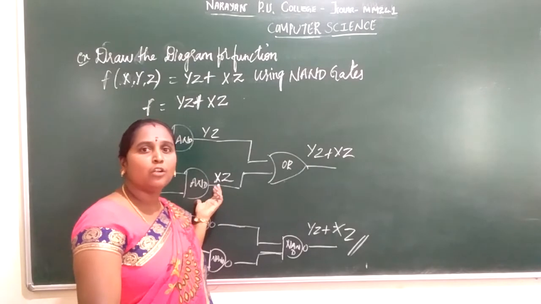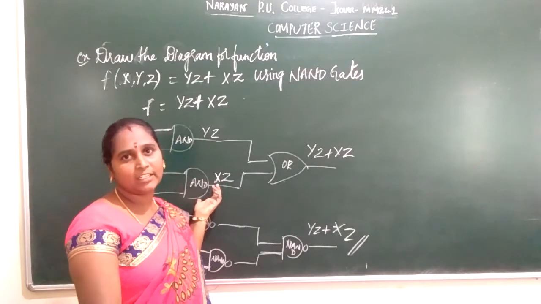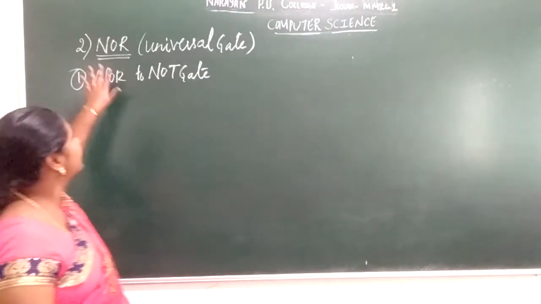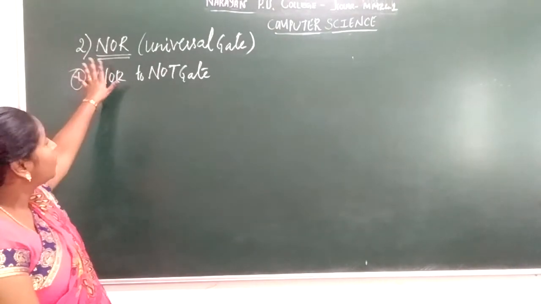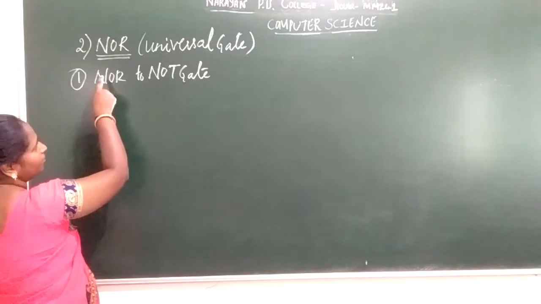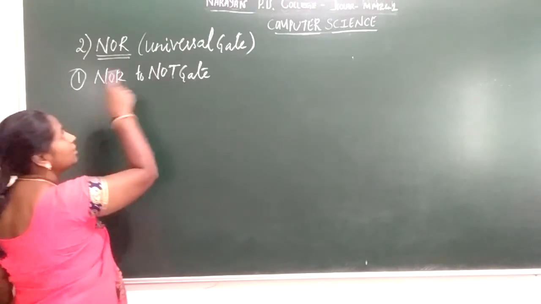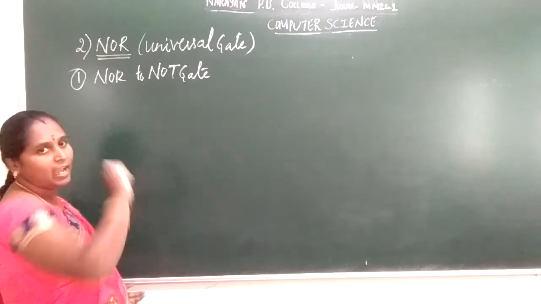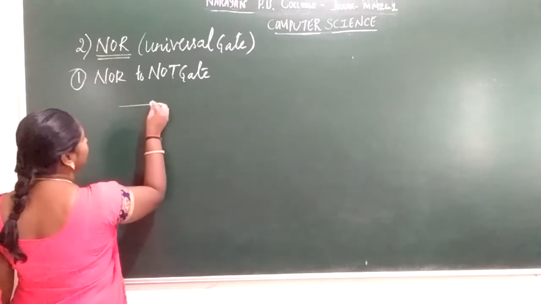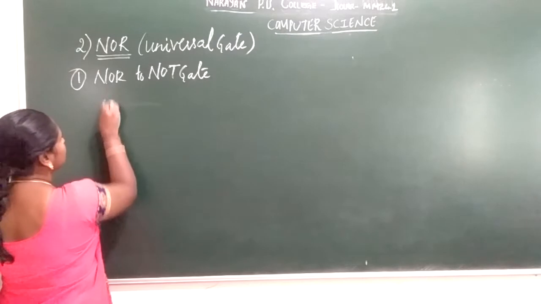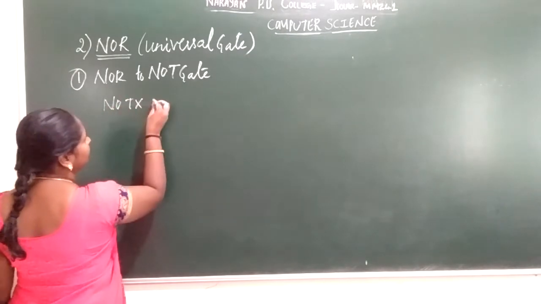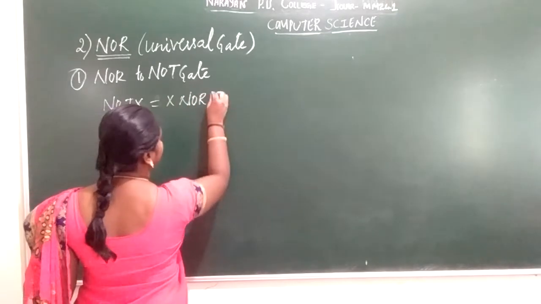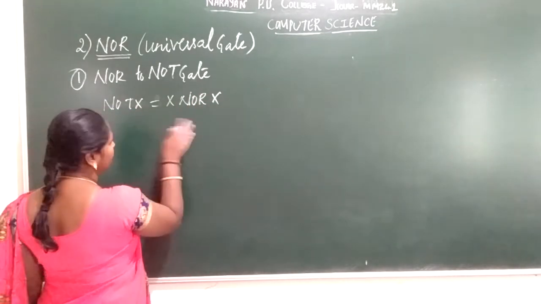Next we will go for the NOR gate, which is another universal gate. So the second universal gate is your NOR. With the help of a NOR gate, we are going to implement the basic gates. First, implementing a NOT gate with a NOR gate. Here I am taking x NOR x. So for this I am drawing a circuit diagram.